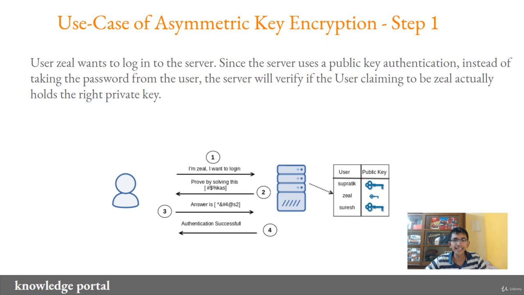So let's understand a second use case of asymmetric key encryption. This is a typical use case when a user wants to log in to a Linux server. You have a user and you have a server. The server contains the user's public key. Alright. So here you see Zeal has its own public key. All the public keys of the users who might want to log into the server are stored in the server. So let's understand the steps.